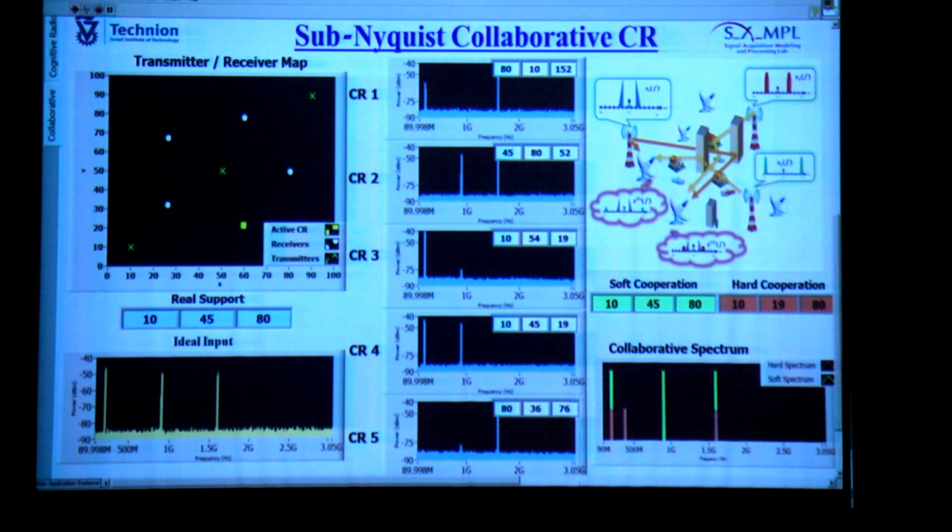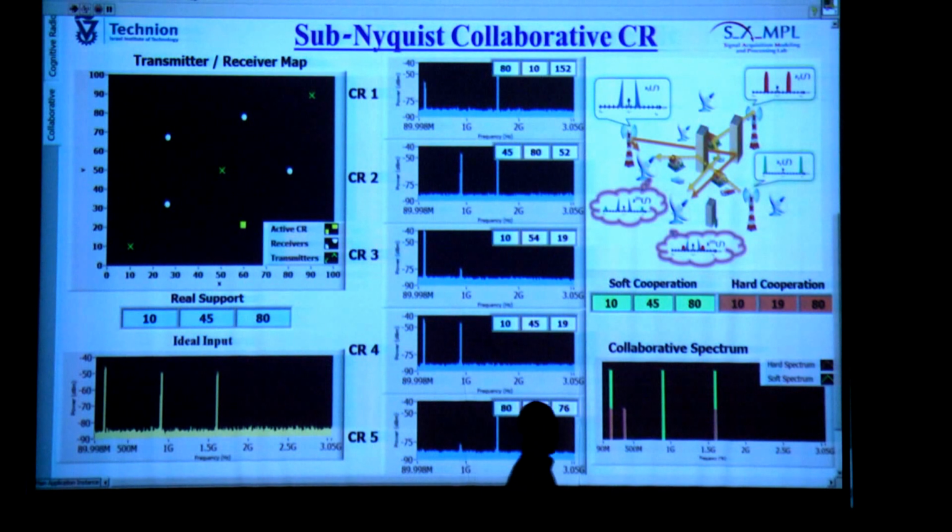Okay, so we've got results finally. And we see in this case that the soft cooperation succeeded in estimating exactly the carrier positions as seen here. That's the real support, and that's the soft cooperation. And the hard cooperation, the naive approach that just took the combination of all of the MWCs, failed.